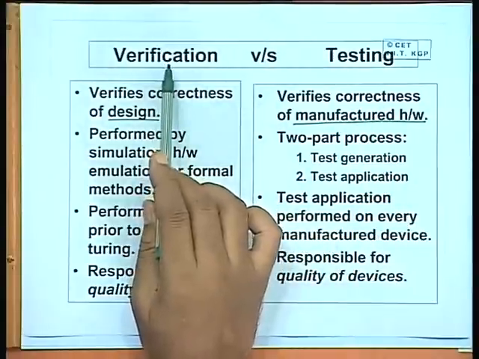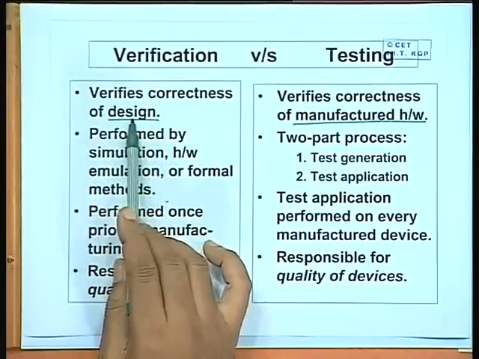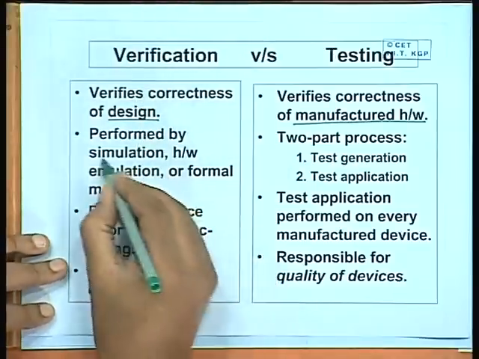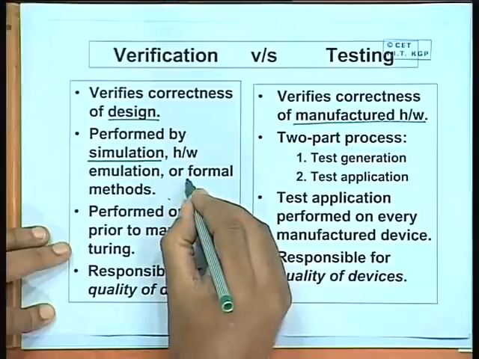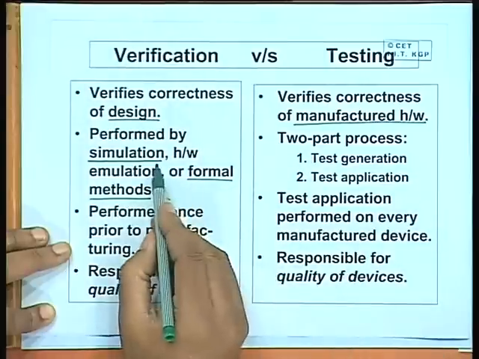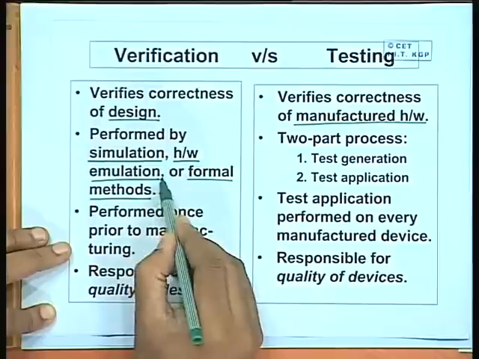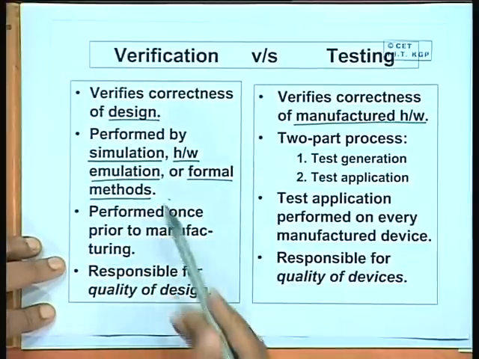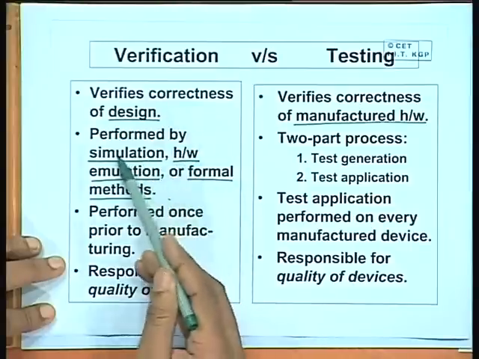Whereas verification works on a design which is on paper, so the hardware has not yet been manufactured. Verification, as I told you, is normally carried out either through simulation or through formal methods. Of course, there are methods called hardware emulation, which is primarily used to speed up the process of simulation. So, emulation is just some kind of an accelerator to the simulation process.